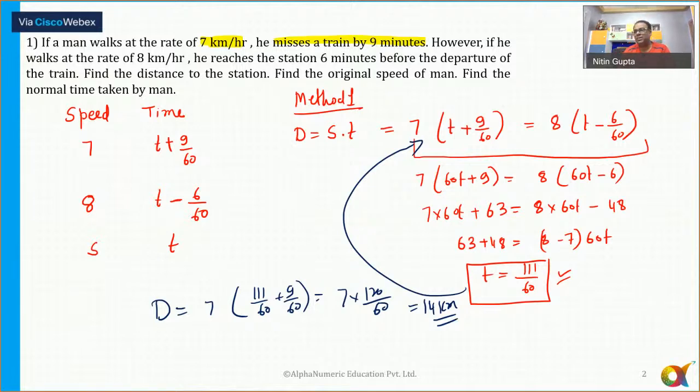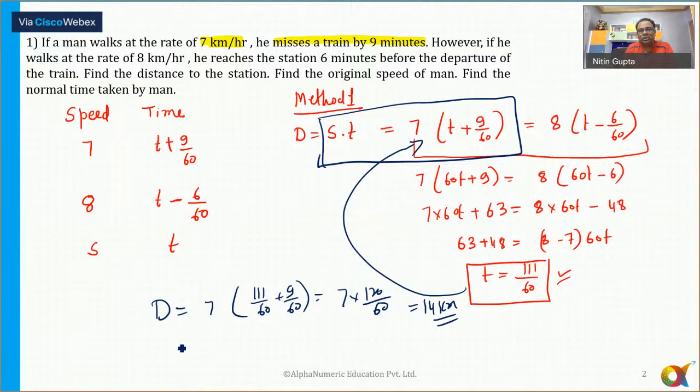We have found the time. Substitute this distance or maybe time in any equations, you can also find out the speed. Like I can substitute this in these equations and we can find out the speed also. We already know the distance, we already know the time, so we can find out the speed.